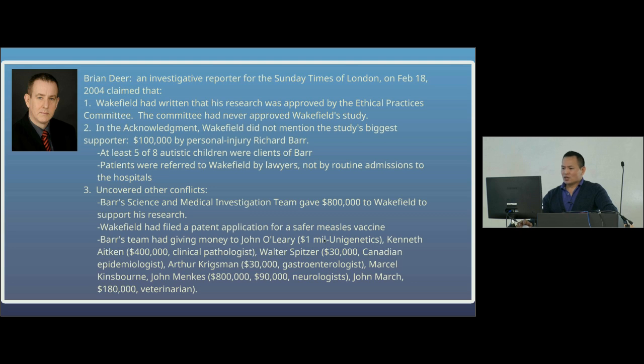Then, in addition, the team gave money to Kenneth Atkins, Walter Spitzer, some of this. Why are these people important? Because they all supported the claims. And the claim is that vaccine causes intestinal disorder, inflammatory disease, and that led to autism. In one way or the other, they all support that concept. And they were funded by the law firm that's going to sue a pharmaceutical company. So it's kind of interesting.